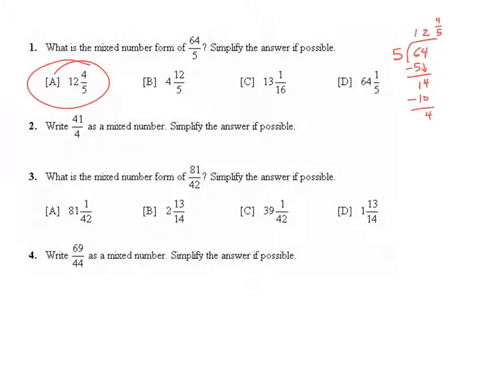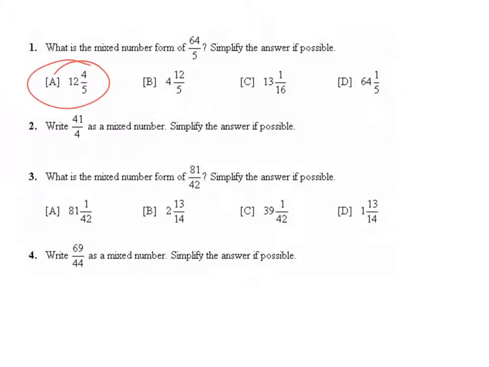Anytime you're doing this, you can always do the reverse operation. So I can take 12 4/5 and say if I have 12 wholes, each whole has 5/5 in it. That gives me 60/5 plus the 4 more fifths from the fraction right up here, which gives me back to my original improper fraction, 64/5.